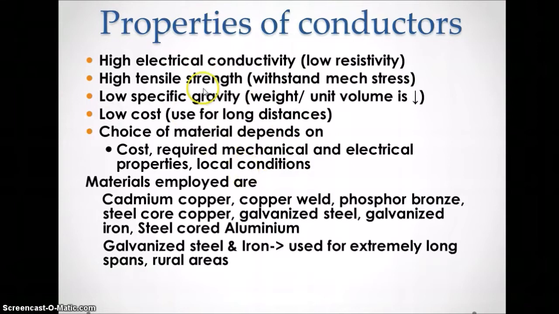Once these are satisfied, we have to choose what material to opt for as the conducting material. It can be cadmium copper, copper, gold, phosphor bronze, etc. Practically, we use galvanized steel and iron for long spans. Span is the distance between the supports, the horizontal distance between the poles or towers. When the distance is more than 100 kilometers, we say it is a long span. For those cases, we can go for galvanized steel and iron conductors.